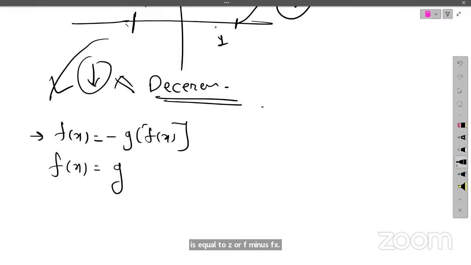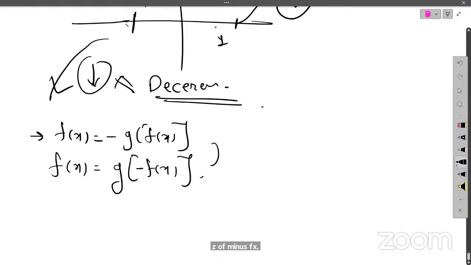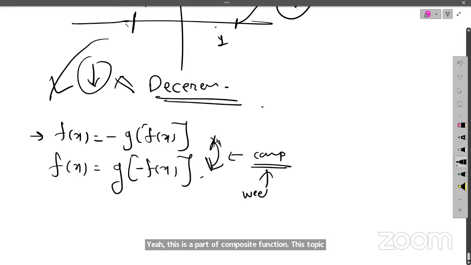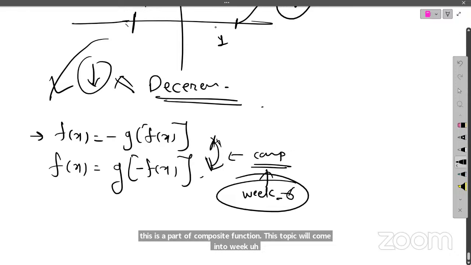Yeah, g of minus f x. G of minus f x, both are different. You will learn. This is a part of composite function. This topic will come in week 6, and there we will discuss it. Hold it for now.